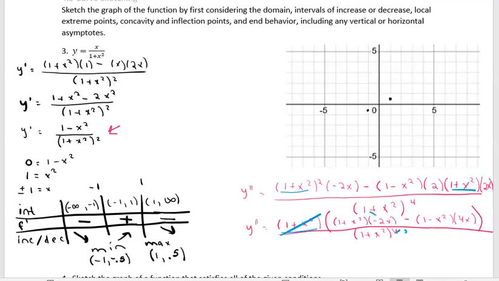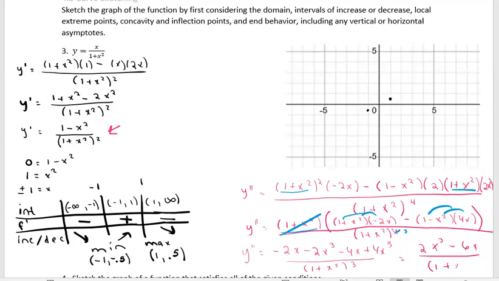Now, if we do some distribution and some distribution, we can clean it up a little bit more. Negative 2x minus 2x to the third minus 4x plus 4x to the third. Can't really do anything about that denominator. But that will clean up the numerator to become 2x to the third minus 6x. And then that denominator's just stuck. Okay, well, that's not too terribly bad. So let's see if we can finish it from there.